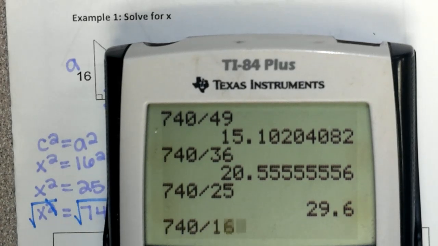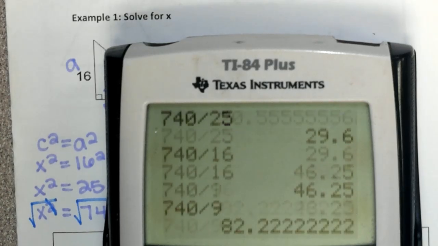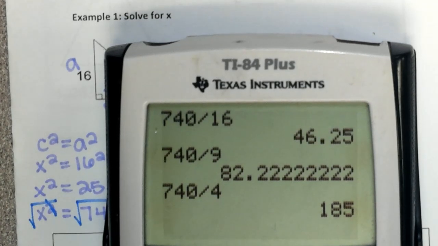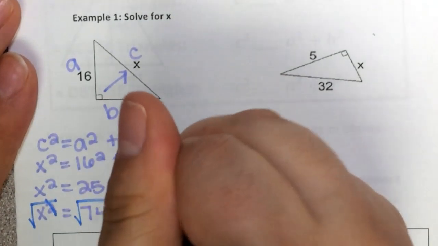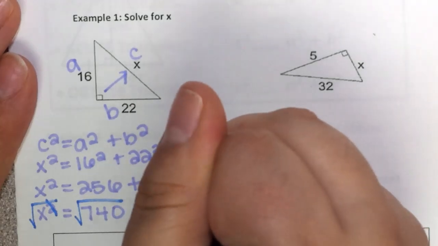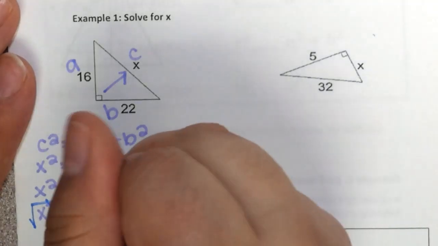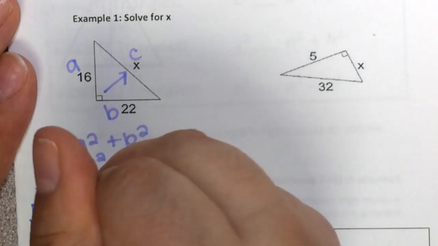4 squared is 16. Nope. 3 squared is 9. Nope. 2 squared is... Oh, finally. So this can be broken down as the square root of 4 times the square root of 185. What does that make this answer? 2 root 185. And that's the answer.